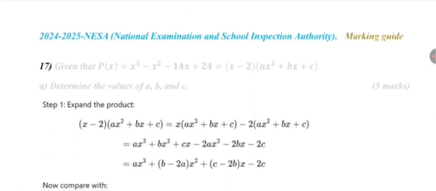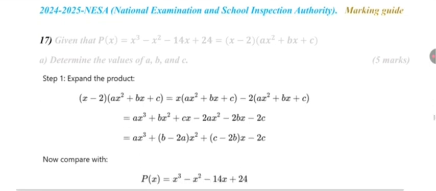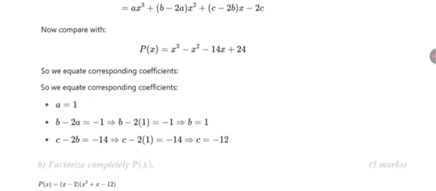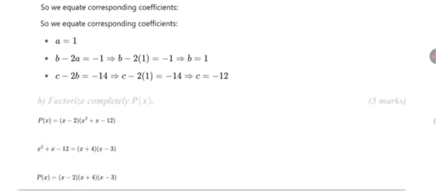And number 17, given that p(x) equals x^3 minus x^2 minus 14x plus 24 equals (x minus 2)(ax^2 + bx + c), and you determine the values of a, b, and c. Here you do the expansion using the product rule, and then you compare with p(x). So you know a equals 1, b minus 2a equals minus 1, and c minus 2b equals minus 14. And you get a equals 1, b equals 1, and c equals 12.